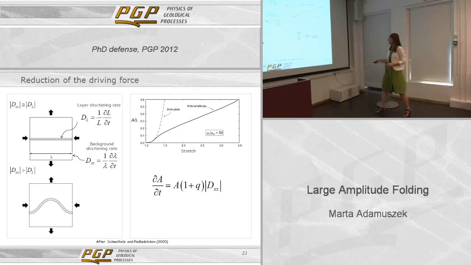But this equation implies that the amplitude grows with the exponential rate. And here I show an example of the amplitude evolution as a function of stretch. And we see how amplitude rapidly grows. However, numerical and analog experiments show that initially, indeed, the amplitude undergoes exponential growth. However, with time, it starts to deviate from this exponential growth.